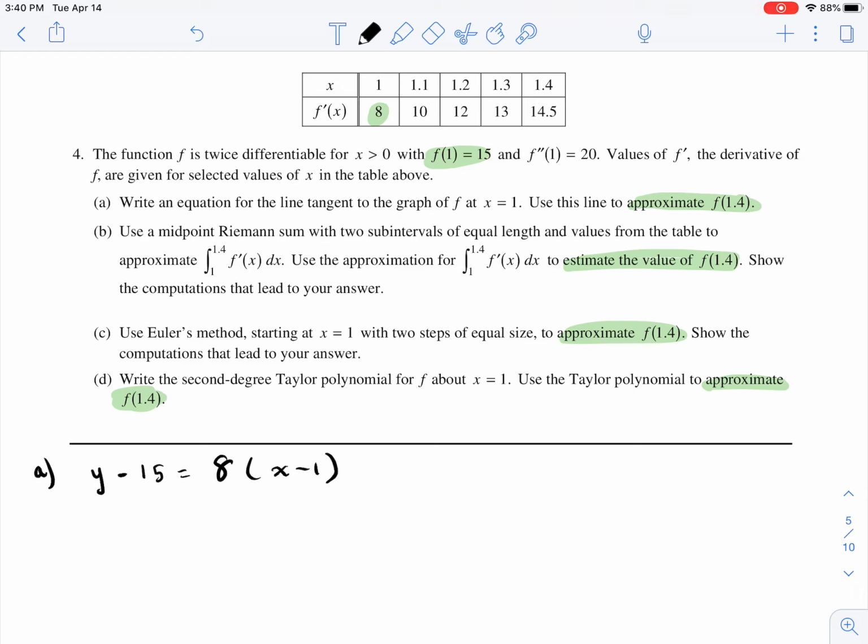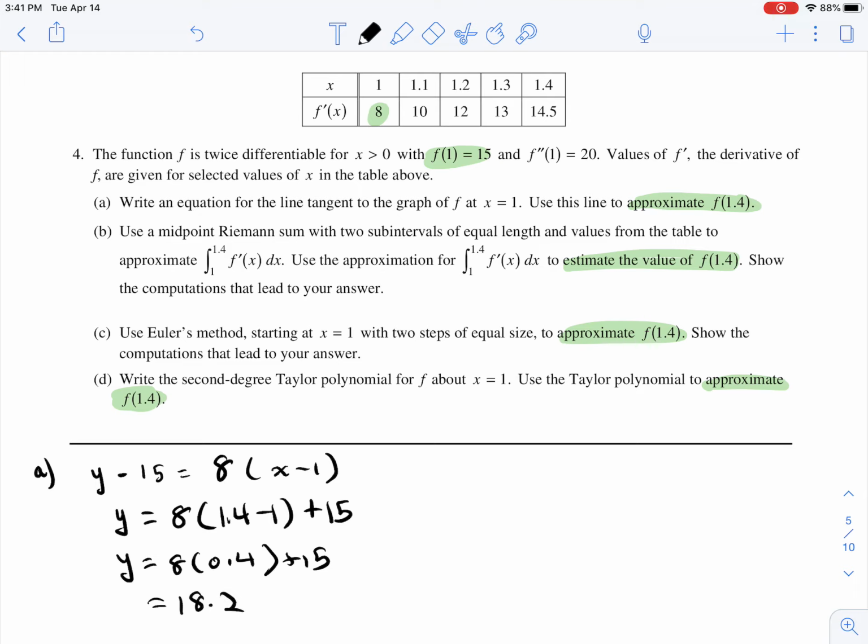Now from here, we're going to use this tangent line equation to approximate 1.4, and this is local linearization. Go back to your semester 1 notes and review that. From here, we're just going to plug in 1.4 into our equation and see what we get. So let's write y is equal to, and I'm going to move that 15 over to the other side, 8 times 1.4 minus 1 plus 15. With a little bit of calculation, 8 times 0.4 plus 15. Well, that's just 3.2 plus 15, so this should give us 18.2. So we can say f of 1.4 is approximately equal to 18.2.